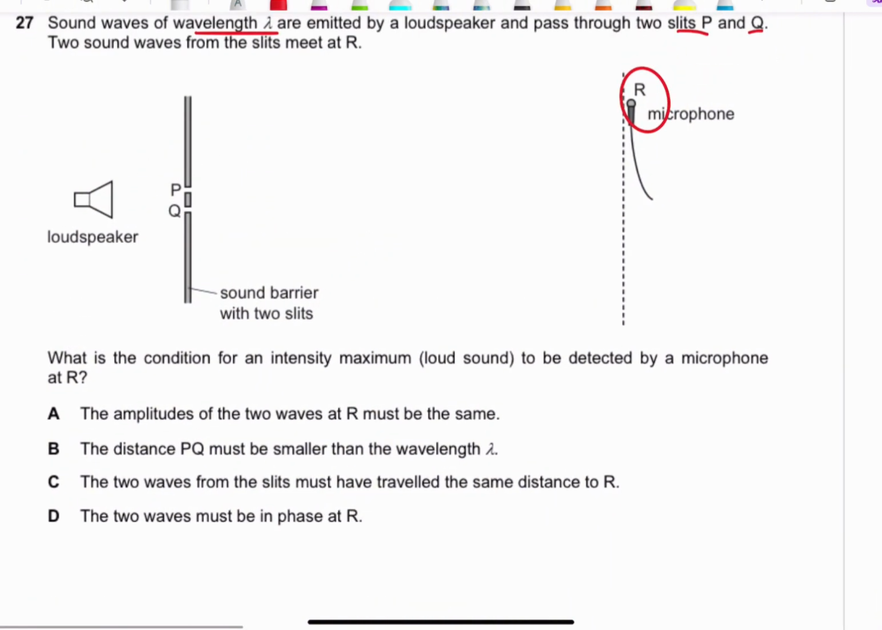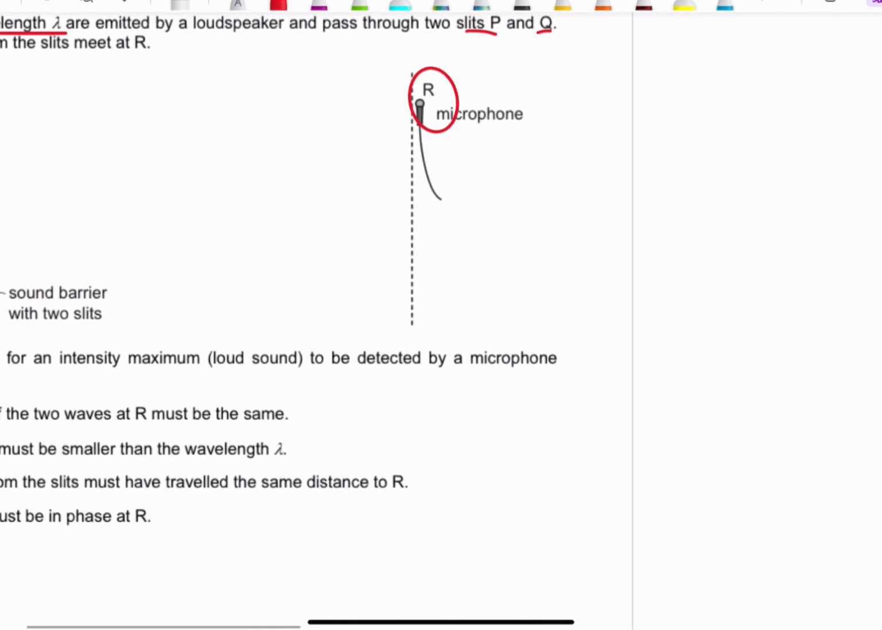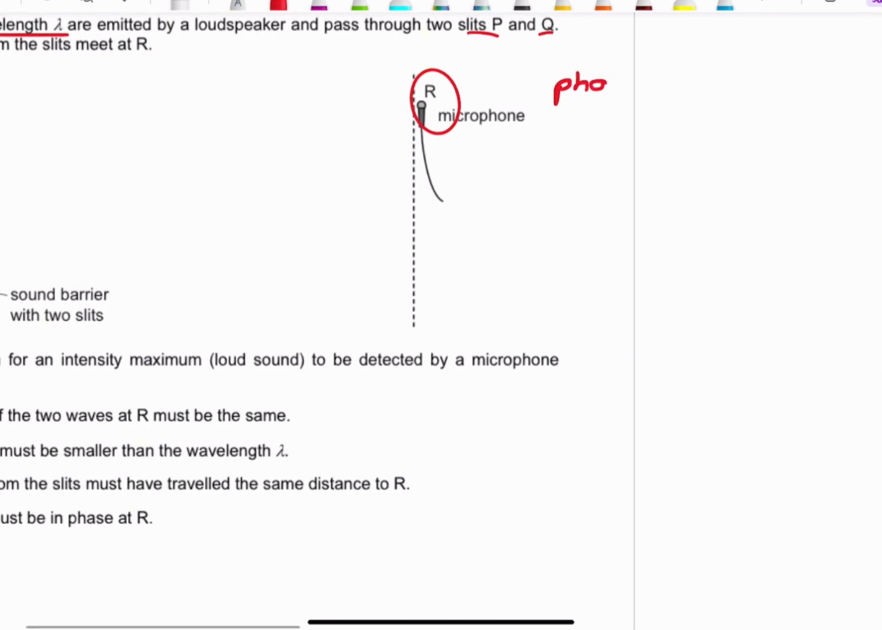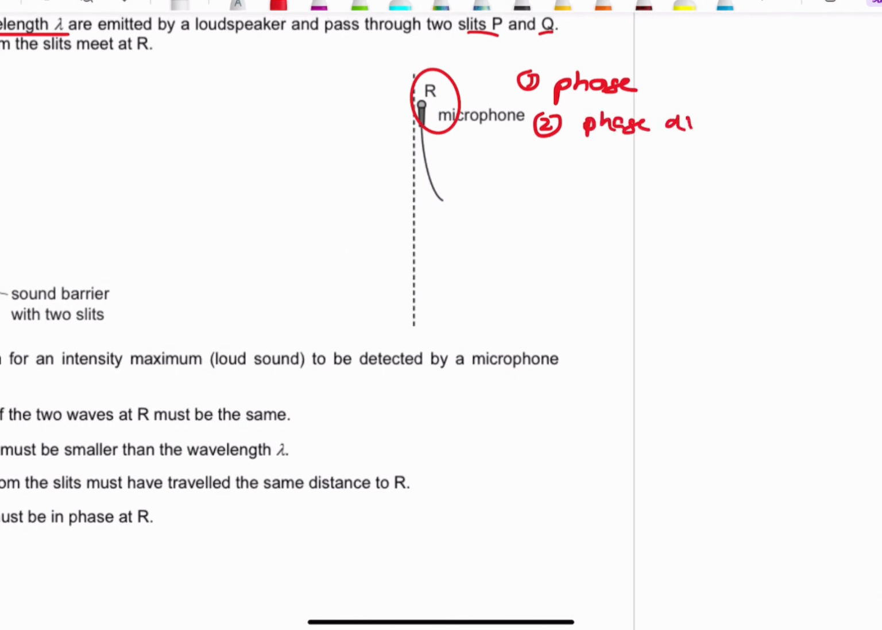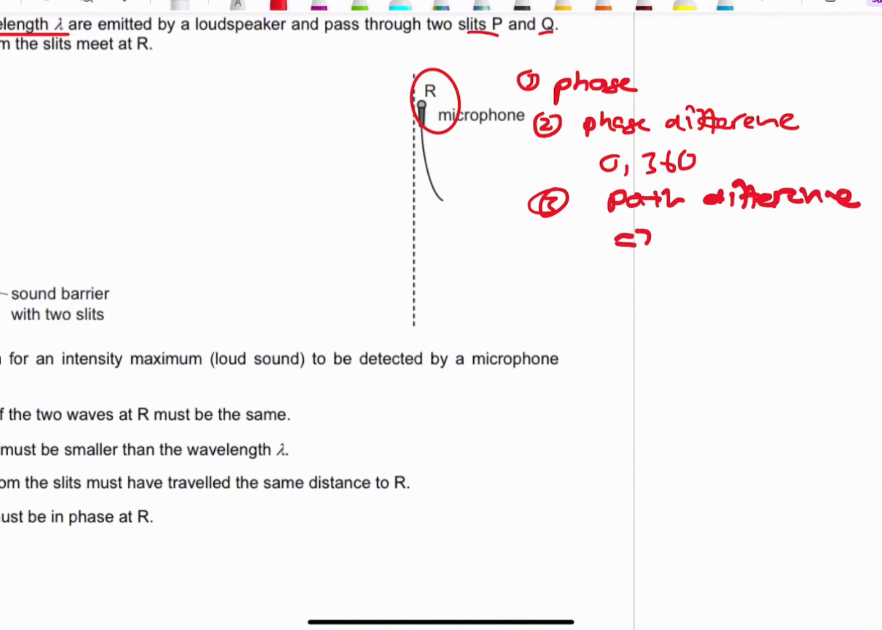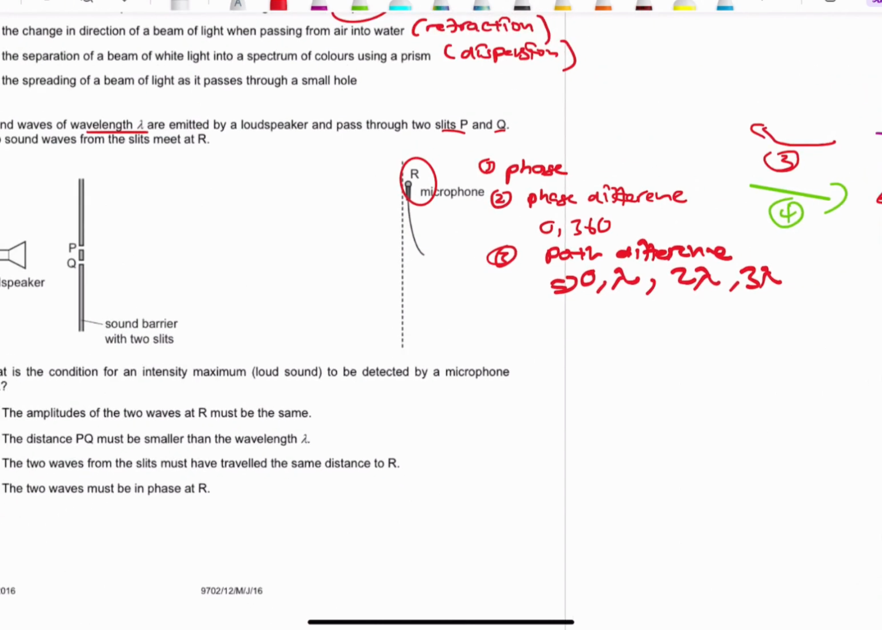What do I basically need at point R? Right? For me to have an intensity maximum, the waves need to meet in phase, right? They basically need to meet in phase. If they meet out of phase, I have an intensity minimum, right? Number 1. Number 2, since this is constructive interference, I basically need a phase difference of 0, 360, and multiples of 360, right? I keep on going and going, right? And then 3, I need a path difference of basically 0, lambda, 2 lambda, 3 lambda, right? That's my path difference that I'm going to need.